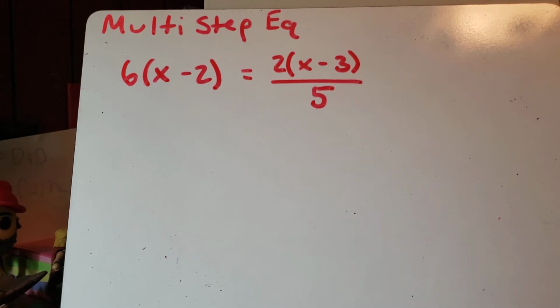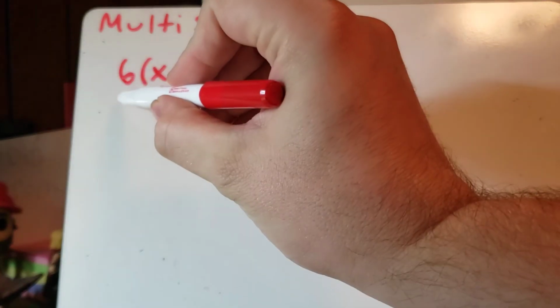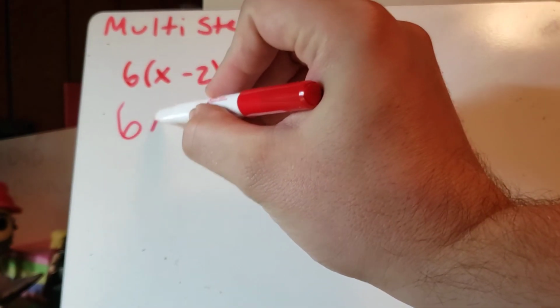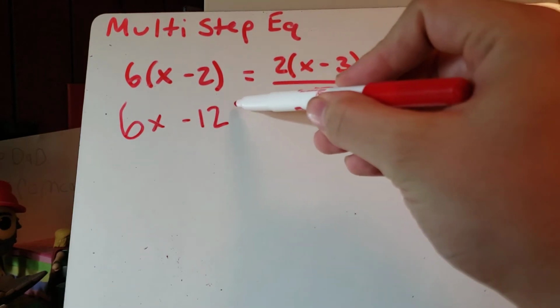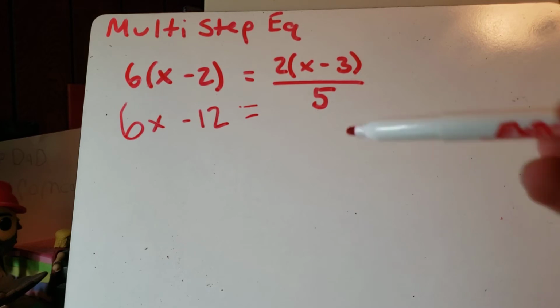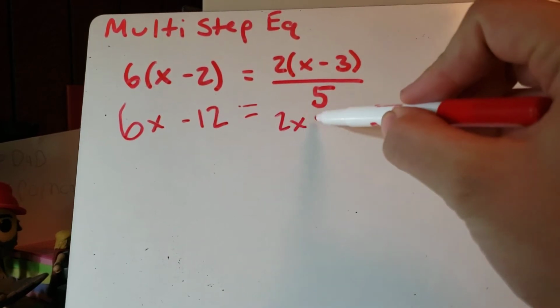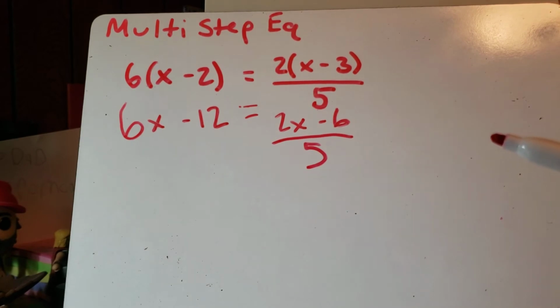So to start off here, we're going to just distribute the 6 to the x. So we're going to get 6x minus 12 over here. And then on the other side, we'll distribute the 2 and we'll end up with 2x minus 6, and that 5 is still down there. Okay, so now we've done all of our distributions.